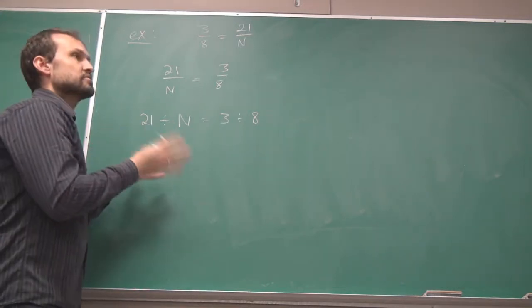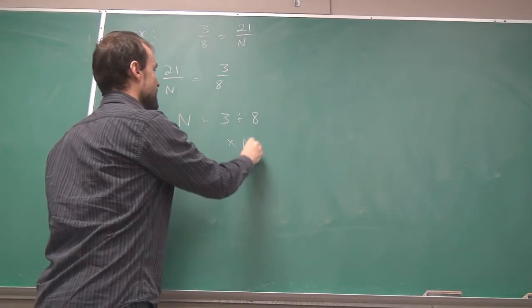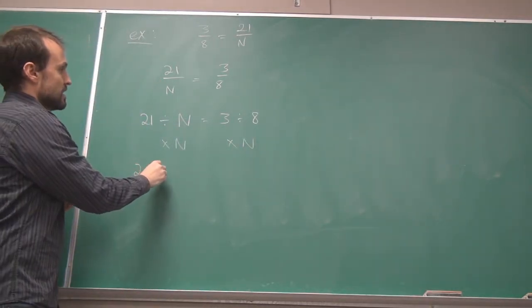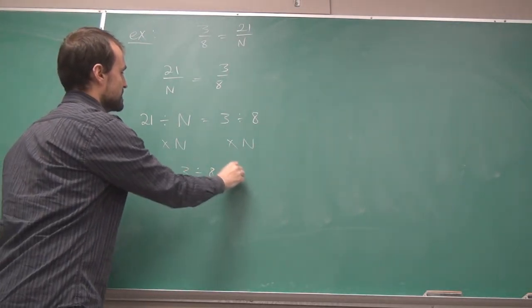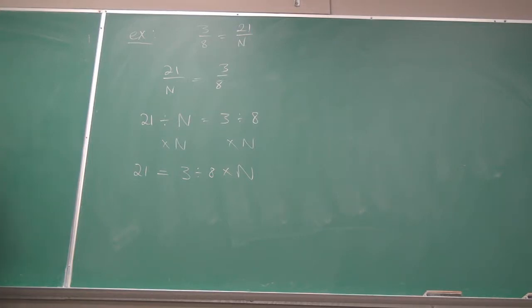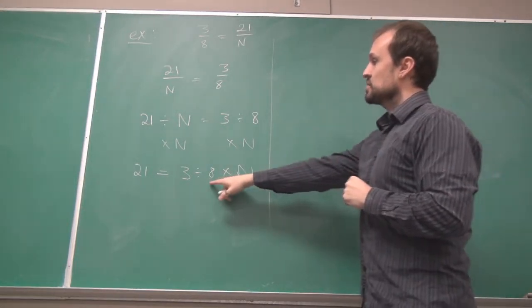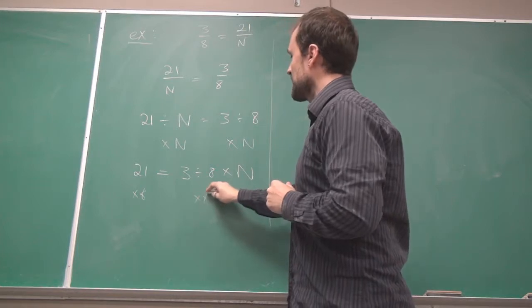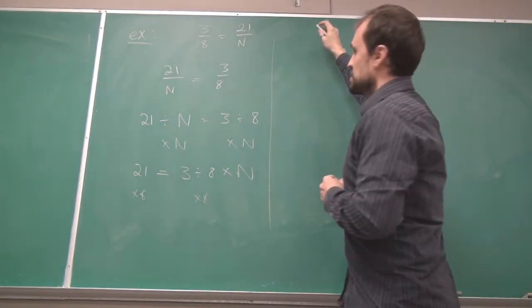Now there are many ways you can go about this. One is multiply both sides by n. To get 21 equals 3 divided by 8 times n. It's not the only way. I'm not trying to confuse anyone. It's just whatever path you want to take, go for it. Then I can also multiply both sides by 8. I'm trying to stick to those two options as much as possible.